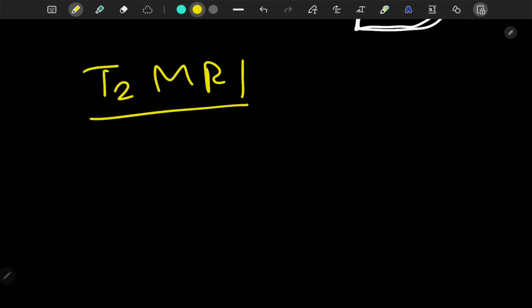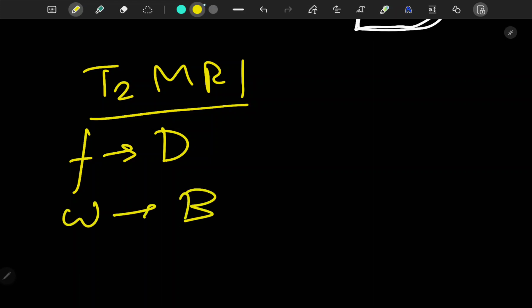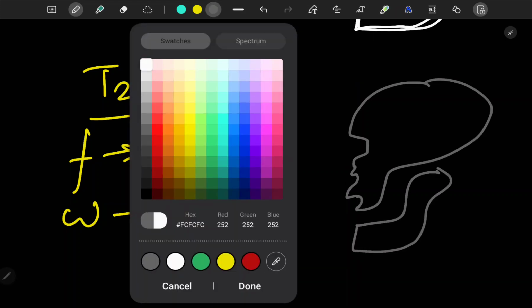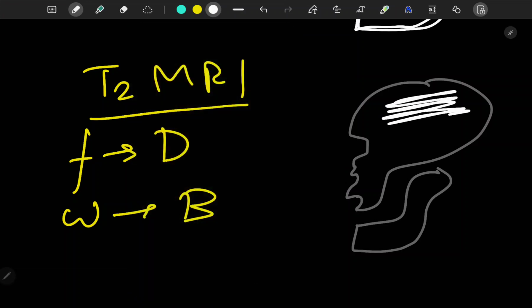If we try to see T2 MRI, there the fats are dark, but the watery parts are very bright. So the bones and all will be a bit on the darker side. Water will be very bright.